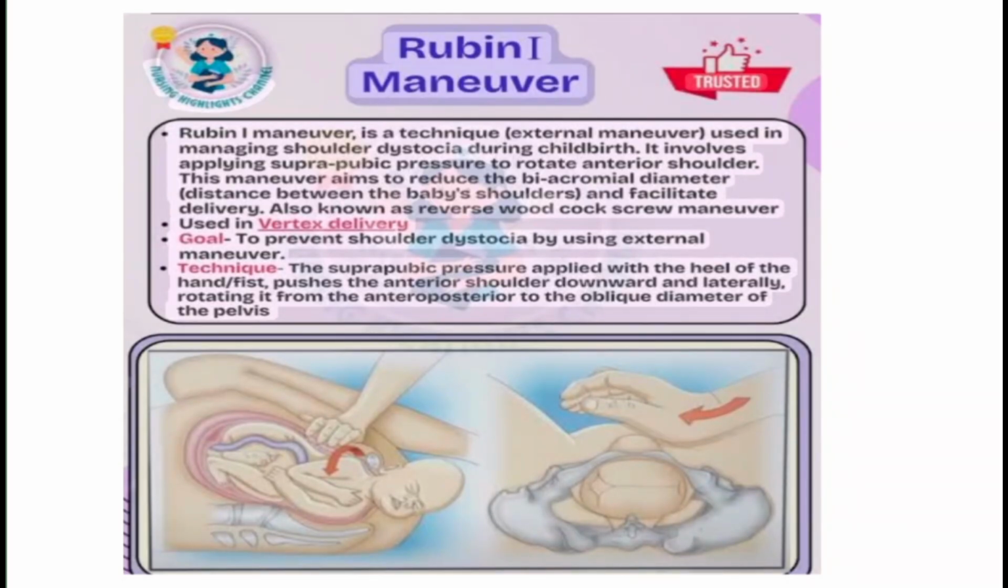With that being said, we've got the Rubin 1 maneuver, which is an external maneuver. With this maneuver, we apply suprapubic pressure with the heel of the hand or the fist. We push the anterior shoulder downwards and laterally, rotating it from the anterior posterior to the oblique diameter of the pelvis. We're doing this to reduce the biacromial diameter, which is the distance between the baby's shoulders. Our goal is to relieve the shoulder dystocia by this external maneuver.